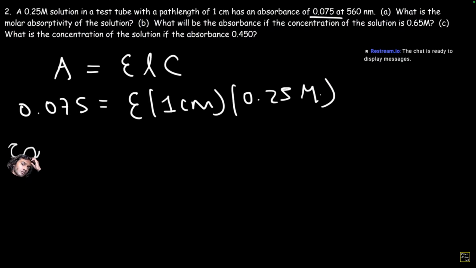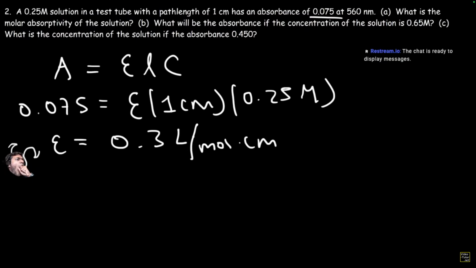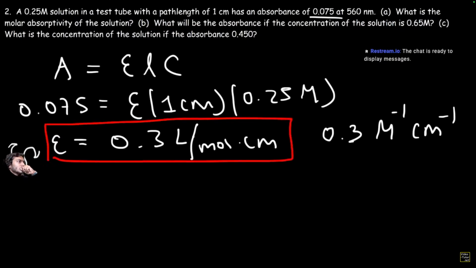So then the molar absorptivity is going to be 0.075 divided by 0.25. The 1 is not going to change anything. So it's going to be 0.3, and the units are liters per mole per centimeter, or you could say it's 0.3 M to the negative 1 cm to the negative 1. So this is the molar absorptivity.